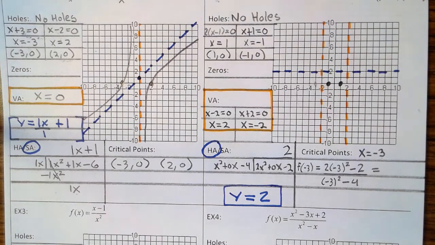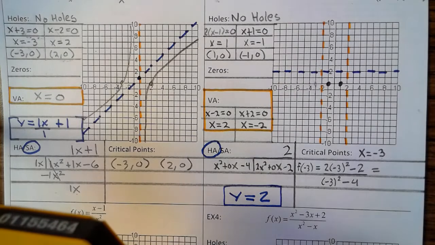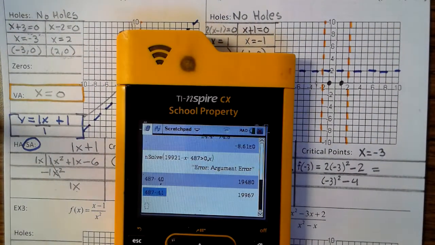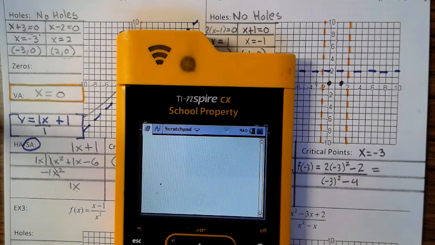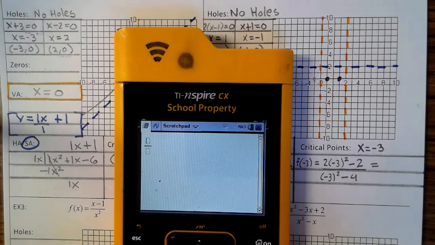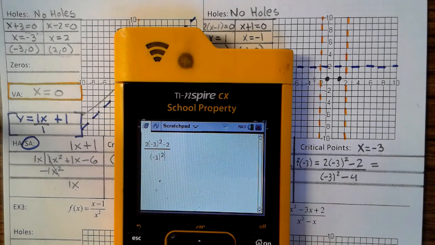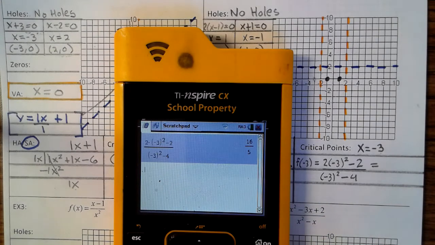Now, in this case, you're going to want to use your calculator. So we're going to do control divide, 2, parentheses negative 3 squared, minus 2, divided by parentheses negative 3 squared minus 4. Whenever you square a negative number, it has to be in parentheses. You get a fraction. We don't want that fraction. We want a decimal. Control enter: 3.2.